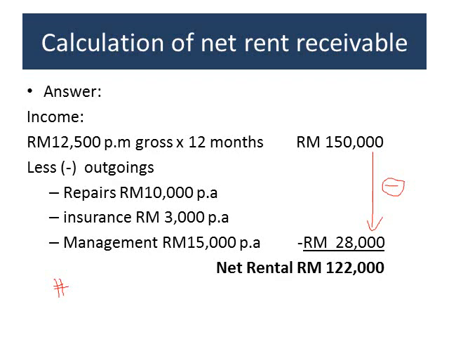So it's very easy to determine the net rental. You just need to remember that it is gross rent less outgoings. The gross rent must be per annum, and the outgoings must also be per annum. If the outgoings are given as 10,000 per month, for example, you need to times that particular outgoing by 12 months. It must be on a per annum basis.